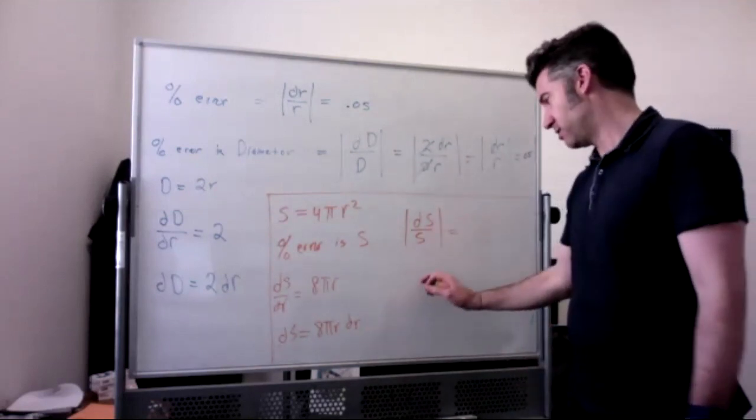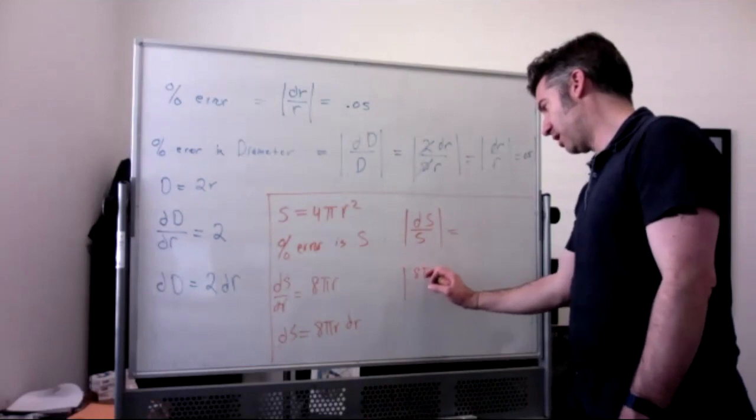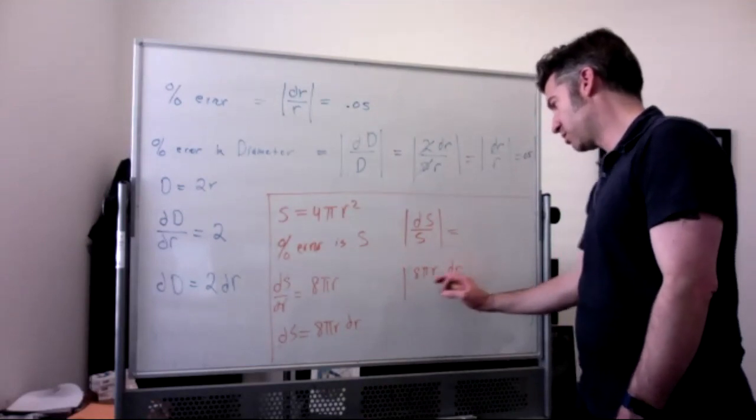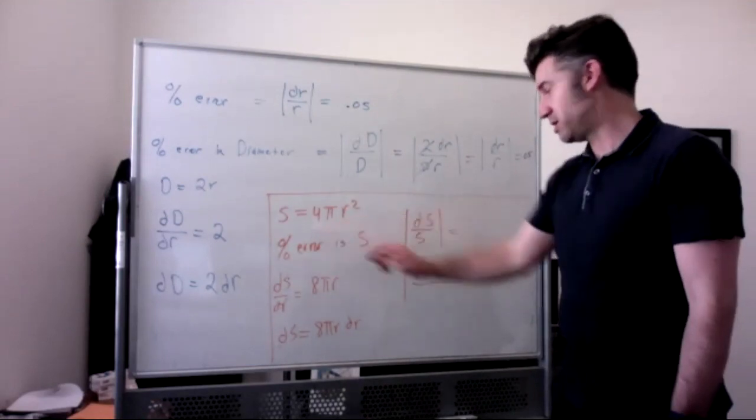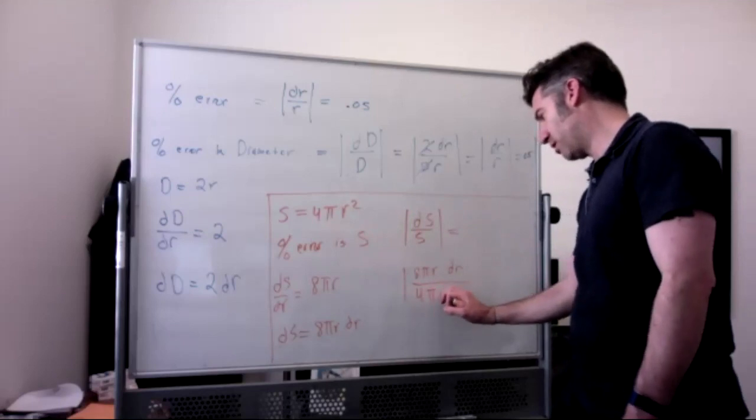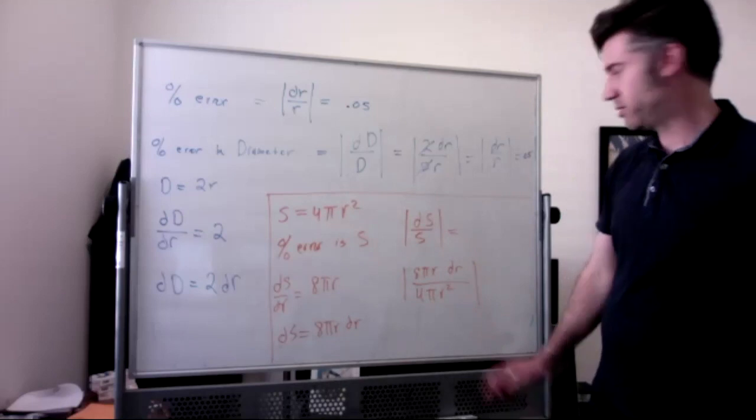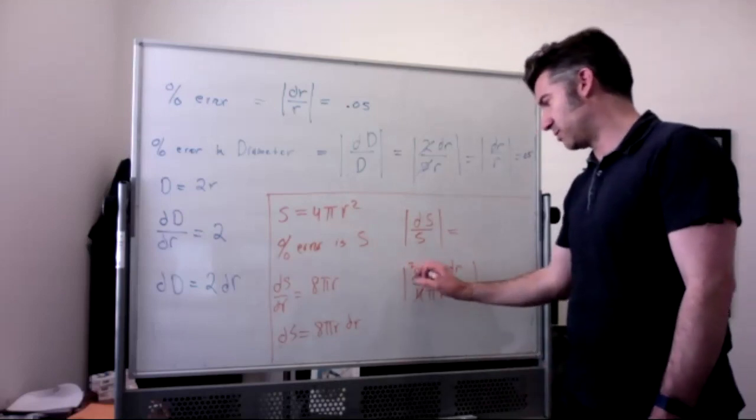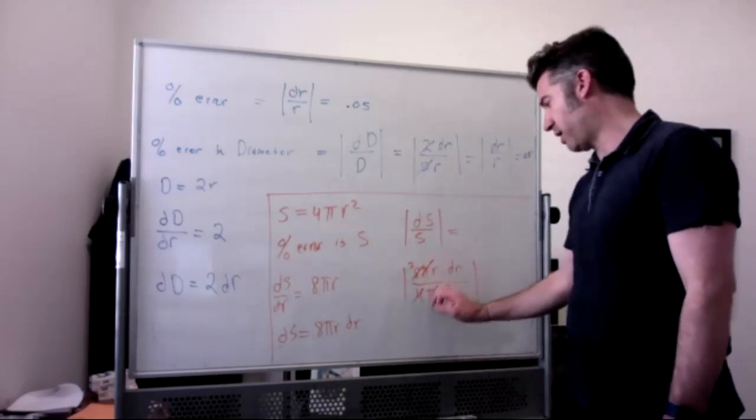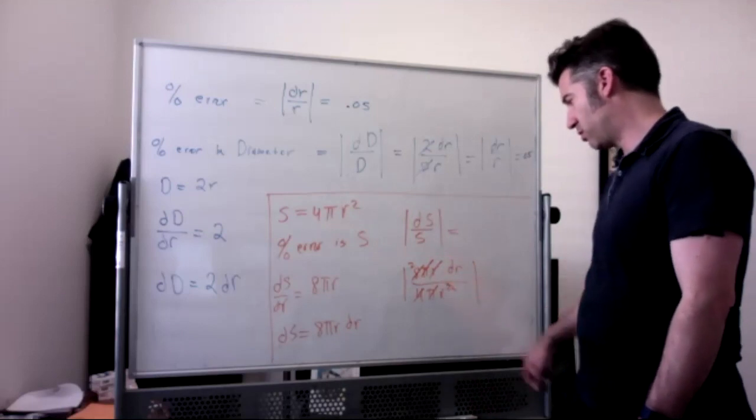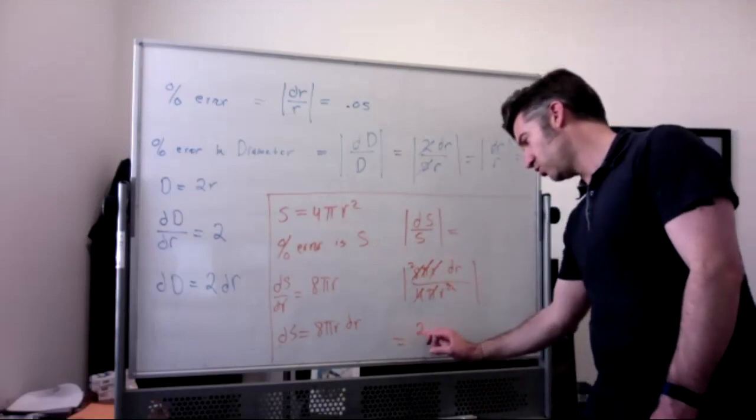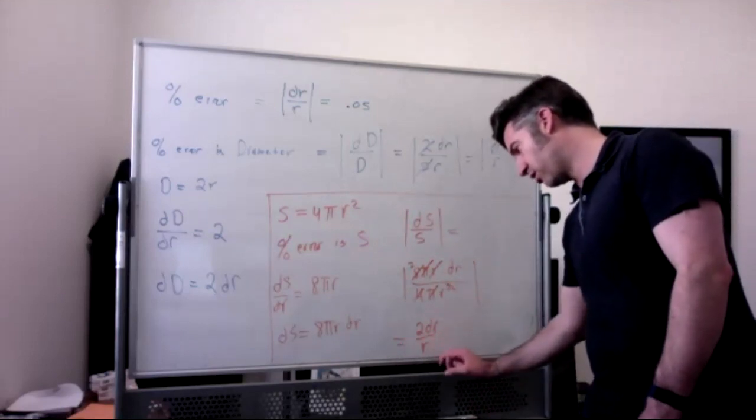ds is 8 pi r dr. S is 4 pi r squared. What can I cancel? A lot of things. 8 over 4 cancels and gives me a 2. Pi over pi, r over r. So I'm left with 2 dr over r.